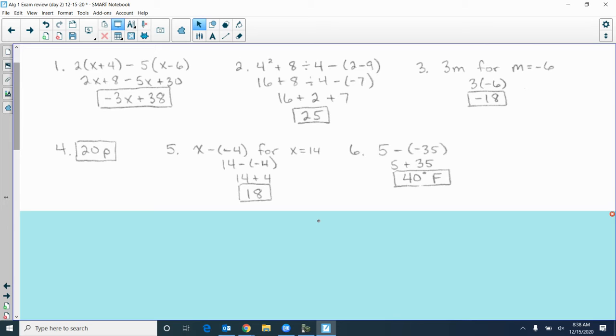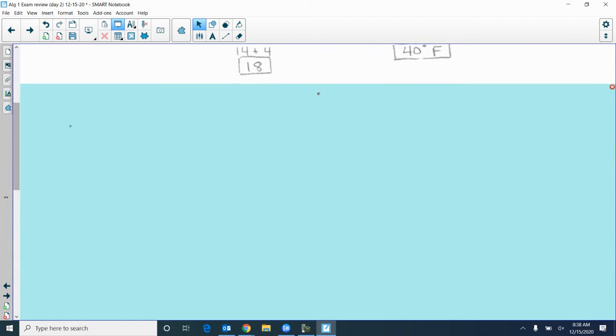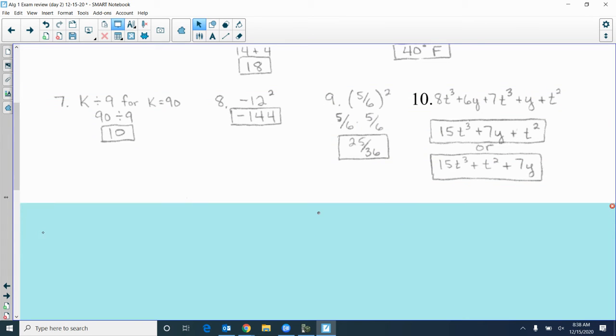Now, Jaylee said something about 6. What you want to do is take 5 minus negative 35. 5 minus negative 35. Okay, 7 through 10. So you should have 10. That's a negative 144 because the negative is not in parentheses. 9, that's 25 over 36. We did similar ones to those yesterday.